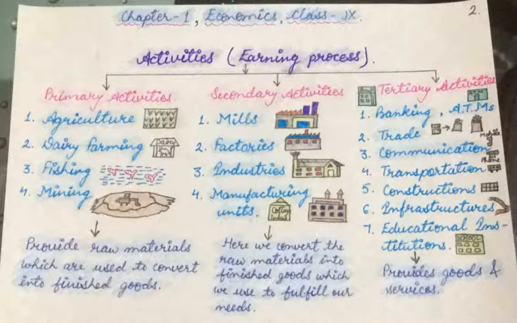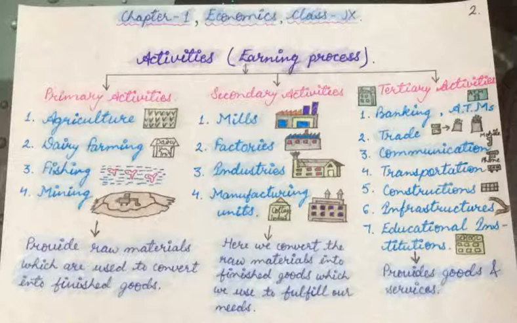To understand this process, we can have a look at the flowchart. Here you can see that activities are classified into three parts: primary, secondary, and tertiary activities. In actuality, all three activities are complementary to each other. Why? Because in the absence of one activity, the other activity cannot be completed. Read the flowchart here. I think you can understand it this way also, as the first activity is primary activity.